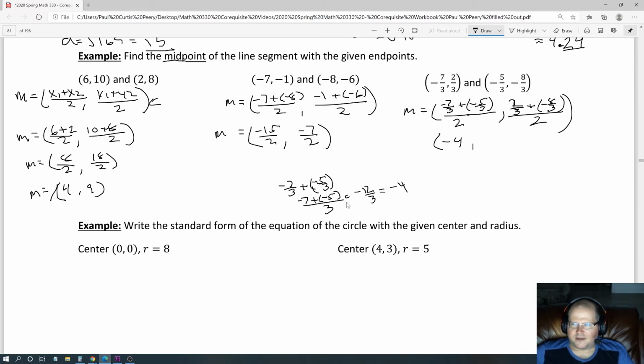Okay, so next one we have is a 2/3 plus a negative 8/3. Now again, we're dealing with like fractions. They both have a 3 denominator, so we're saying 2 plus negative 8. Well, what's 2 plus negative 8? Well, 2 plus negative 8 is a negative 6. And what's negative 6 divided by 3? Negative 2. Okay. And so that's the midpoint here. All right, let's try the next one.